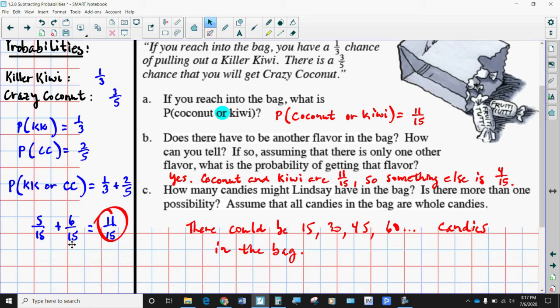No, hold on. Let me rephrase it. 5 of them would be kiwi, 9 of them would be coconut, and the rest of them would be the next flavor. Or there could be 30 in the bag. It could be 10 of these, 18 of those, and then 2 of these. There could be 45, so there would be 15 kiwi, there'd be 27 of the coconut, and 3 of those. But any multiple of 15 basically could be the number of candies in that bag.